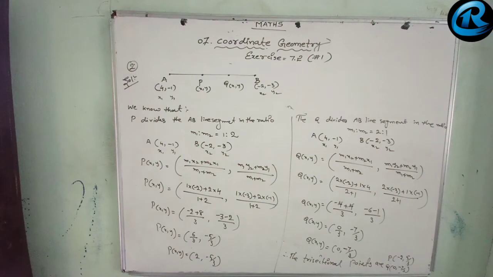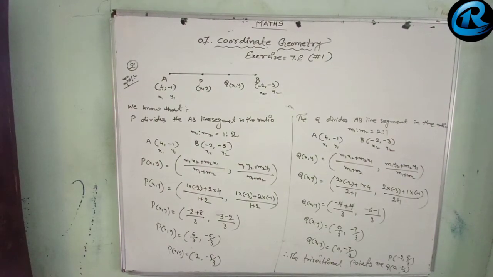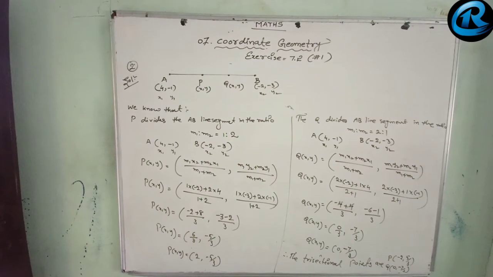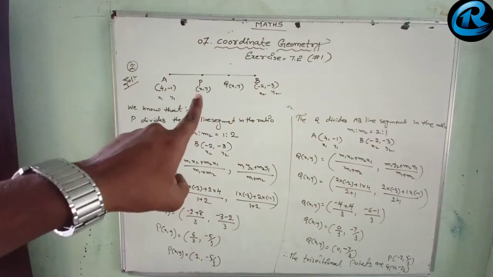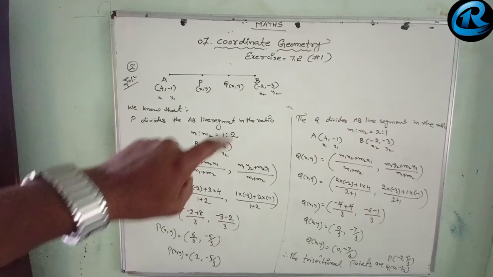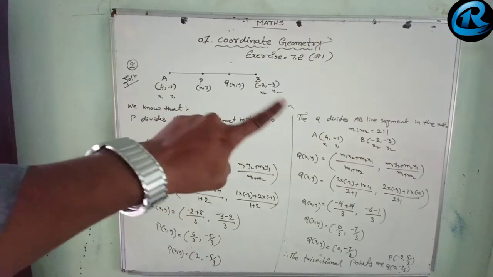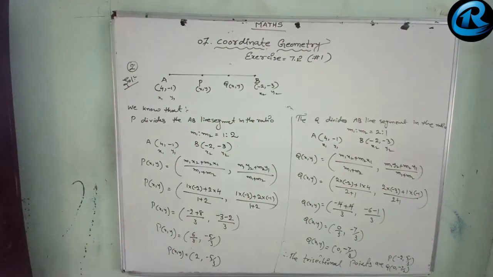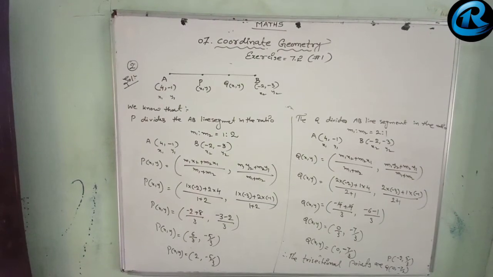Same by using section formula only. Using section formula we found the P value and Q value. But we know that how we got P ratio 1:2 and this Q divides this AB line segment in the ratio 2:1. That is enough to understand.